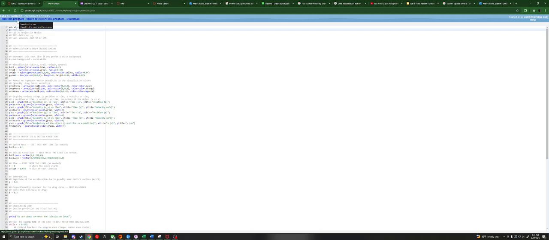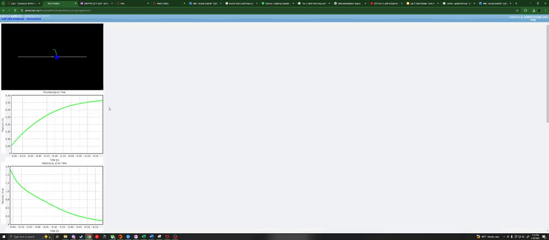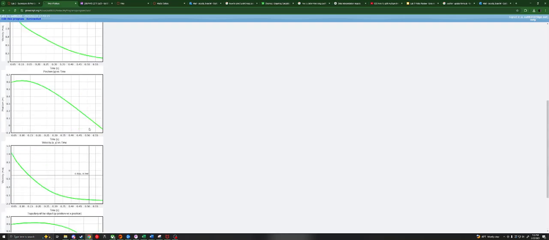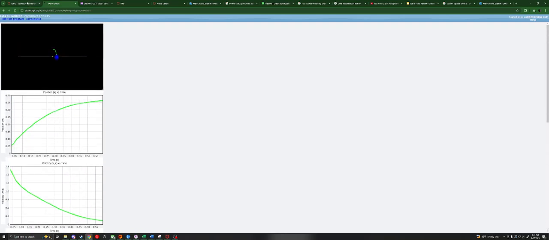So I was playing around with the values, so it's not quite the same as the data from my actual lab, but as you can see, it basically creates a quick computational model and it's got all of the graphs for x versus time, y versus time, and that sort of thing. All right.